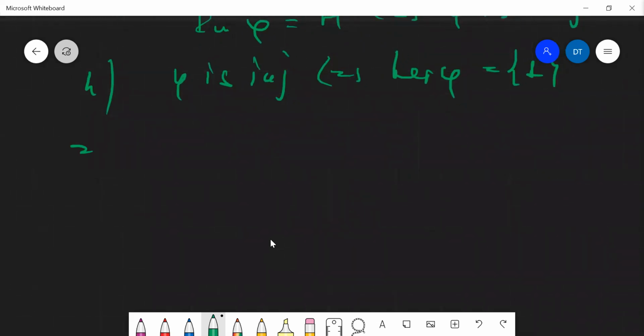Let's go from left to right. We know that phi is injective, and we want to prove that every element of the kernel is the identity element. Let's take an arbitrary element here.